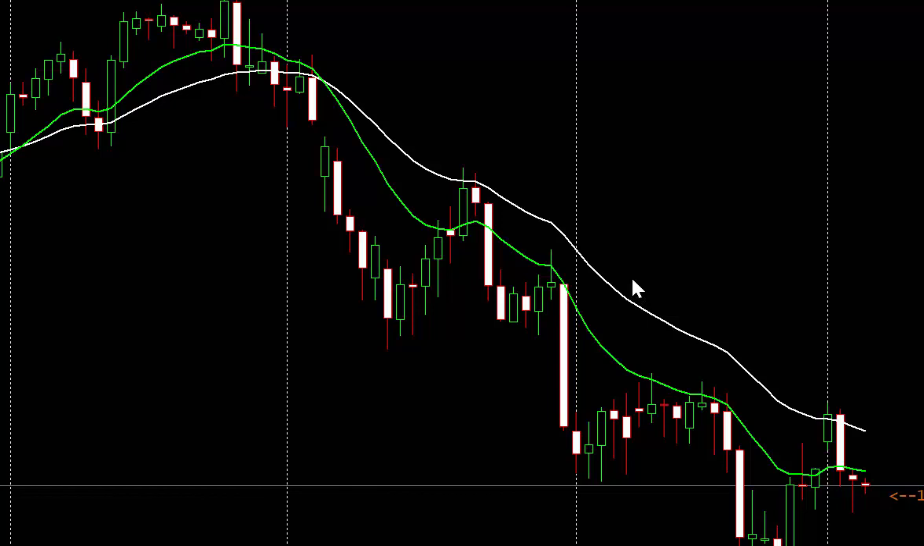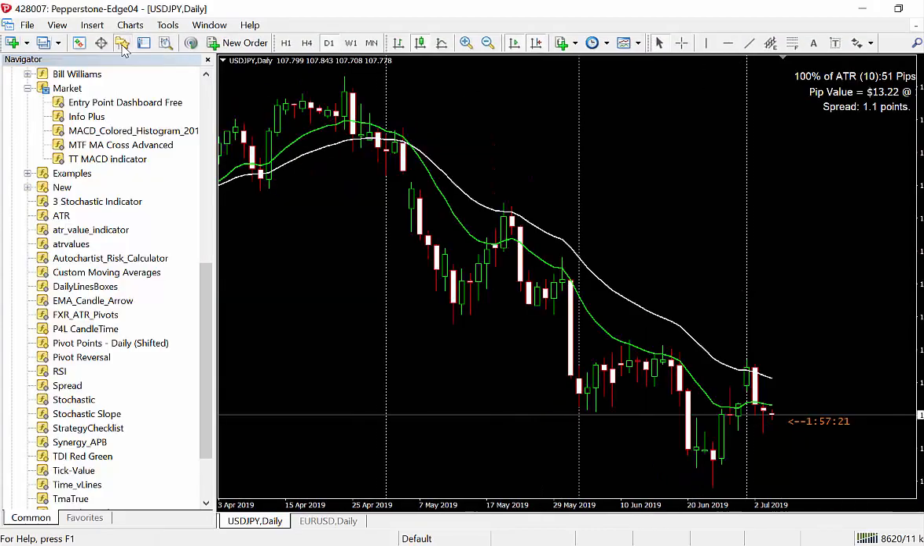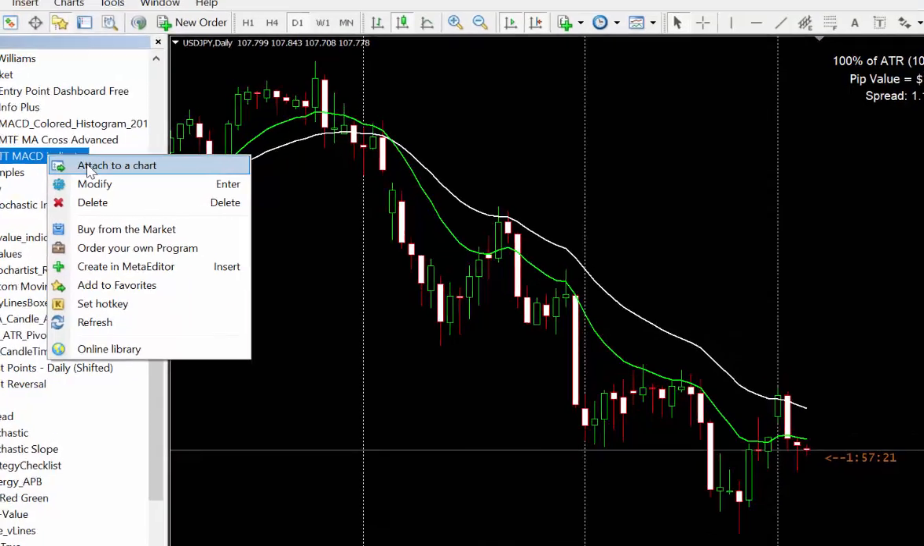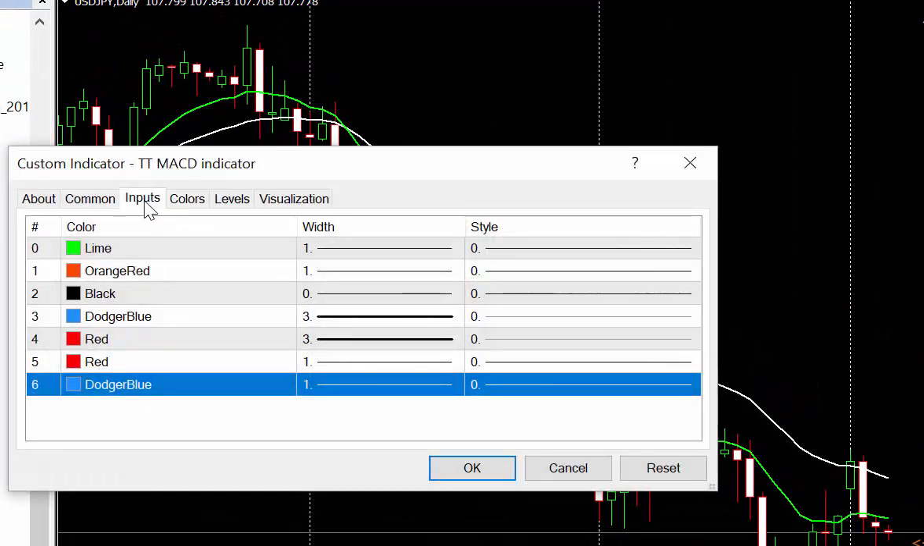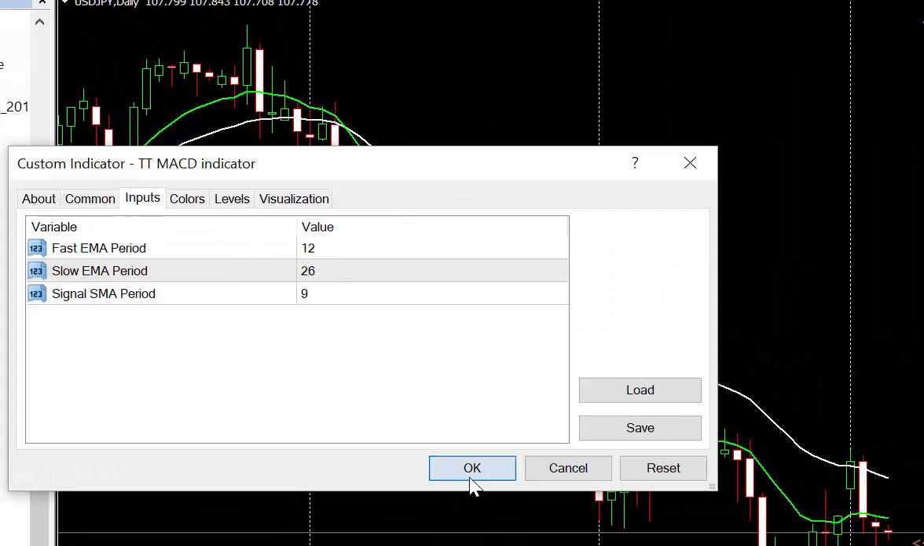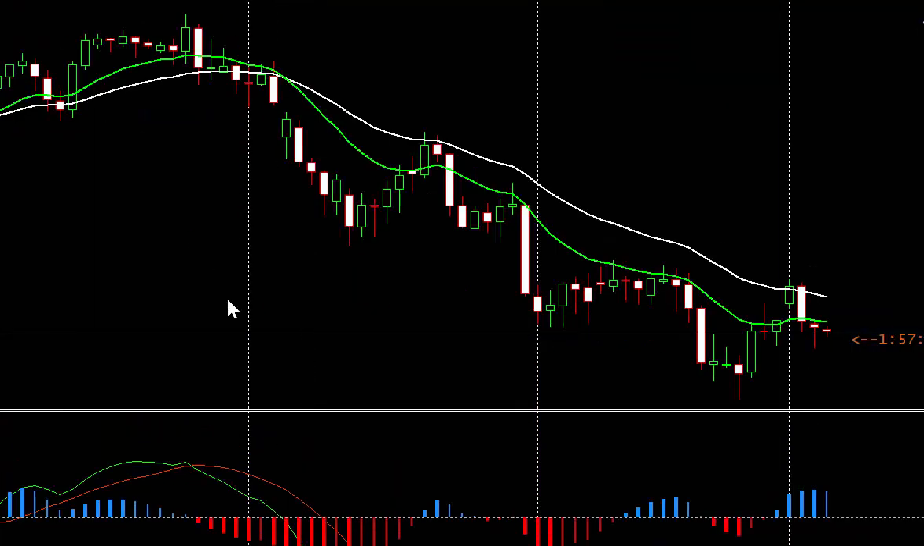Today we're gonna have some standard signals that we can get from MACD and some advanced versions. Let's put it on chart. I use this TT MACD indicator that I introduced in the first version. This is the standard setting, and that's how it looks. It's a little bit choppier than the previous, the standard MT4 MACD.